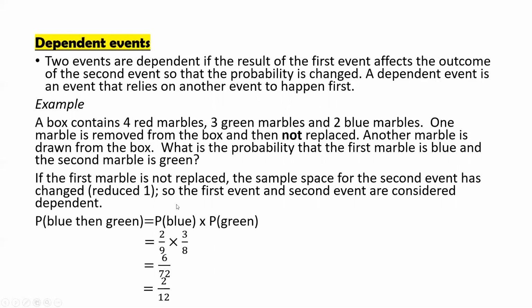So let's say the question is asking for blue, then green. The first time when you pick blue, the chance is 2 out of 9, right? Then because after that we don't put it back, let's say the marble you picked up is blue, the total now becomes 8. But because the first one was blue, you still have green marbles in that bag. So you still have 3, but out of 8 right now.